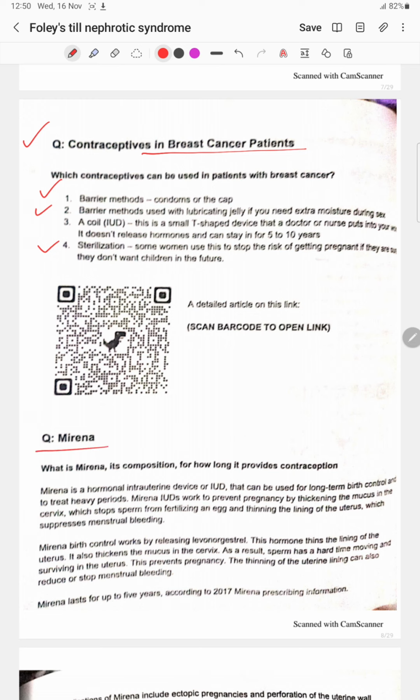Next is the Mirena. What is Mirena, its composition, and for how long does it provide contraception? Mirena is a hormonal intrauterine device or IUD that can be used for long-term birth control and to treat heavy periods. Mirena IUD works to prevent pregnancy by thickening the mucus in the cervix, which stops the sperm from fertilizing an egg, and thinning the lining of the uterus, which suppresses menstrual bleeding.